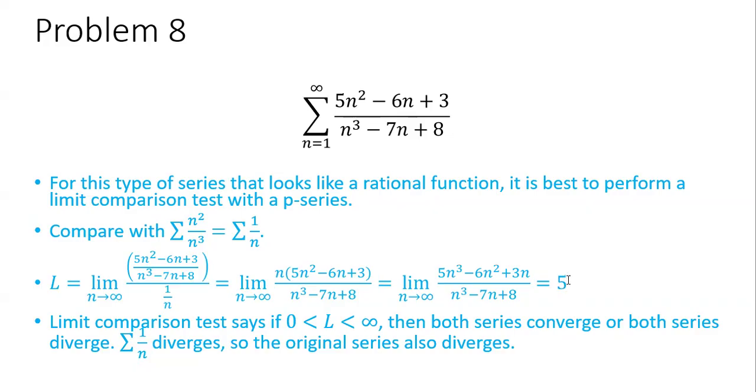Okay? So what does the limit comparison test say? If this limit is finite and positive, so greater than 0, less than infinity, either both series converge or both series diverge. So this guy is the harmonic series. It diverges. Therefore, our guy also diverges by the limit comparison test. Okay? That's how I would approach this one.